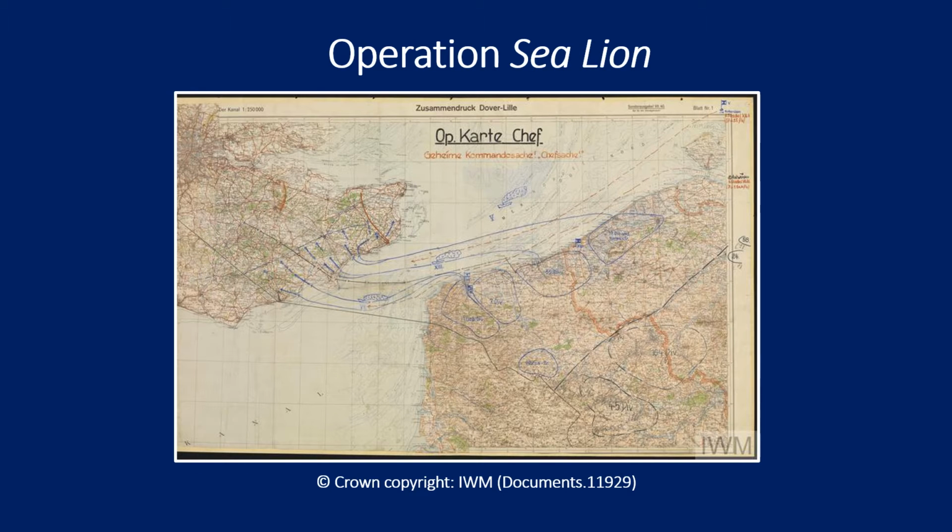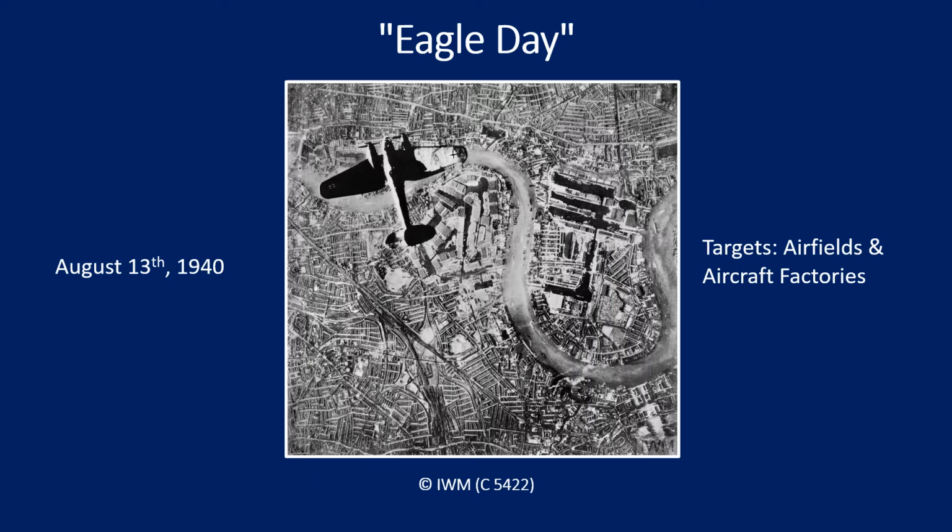Hitler saw Britain as Germany's primary enemy. He ordered preparations for Operation Sea Lion, the invasion of Britain. But before the amphibious assault, the British air defenses had to be neutralized. Hence, the aerial Battle of Britain. Germany's goal was to establish air superiority over England.